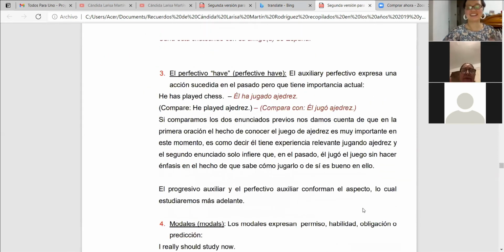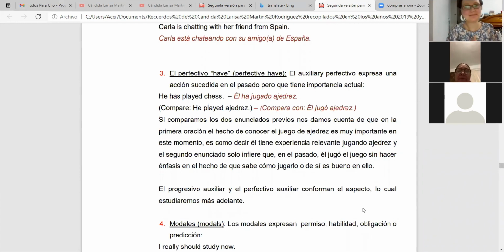Okay, the perfective have. Have is an excellent auxiliary, okay? Because it is always used in the perfective tenses, okay? In the present perfect and in the past perfect. So here we have an example of an action that happened in the past, but it is very important now, okay? It started in the past or happened in the past, but it's important now.